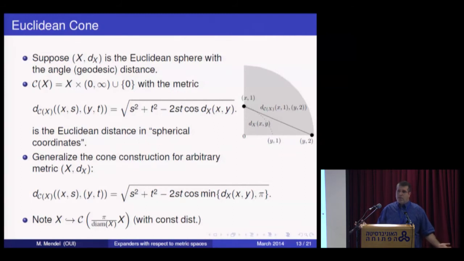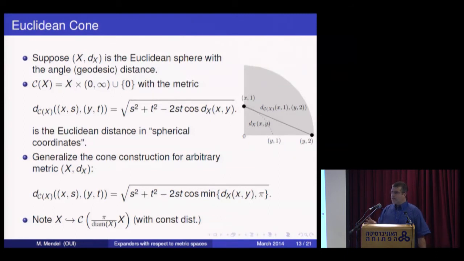And you can generalize it to an abstract metric space. Instead of the sphere, put an abstract metric space. There is one important caveat, and that is that we need the distances to be less than pi, right? It doesn't make sense to have distances larger than pi in the Euclidean case. So how do we do it? Just truncate the distances at pi and take the same formula, and this would be the Euclidean cone over an abstract metric space.